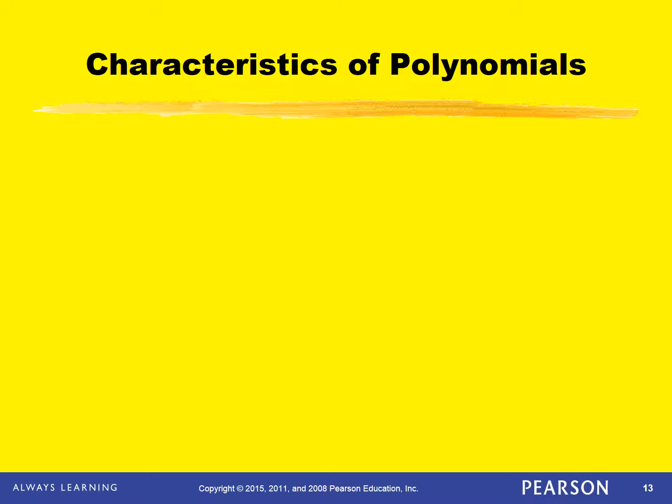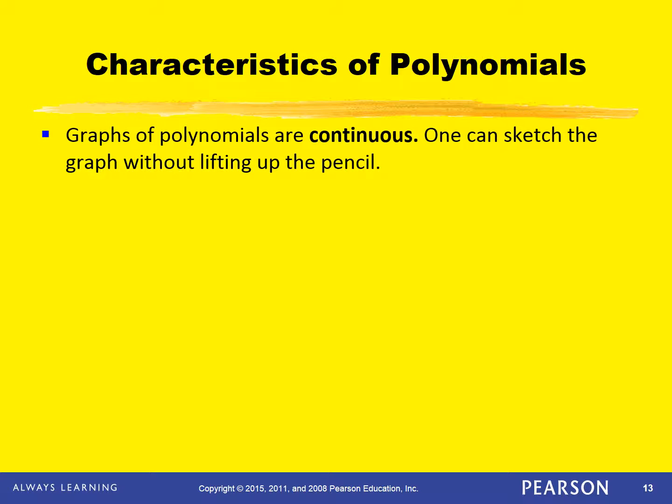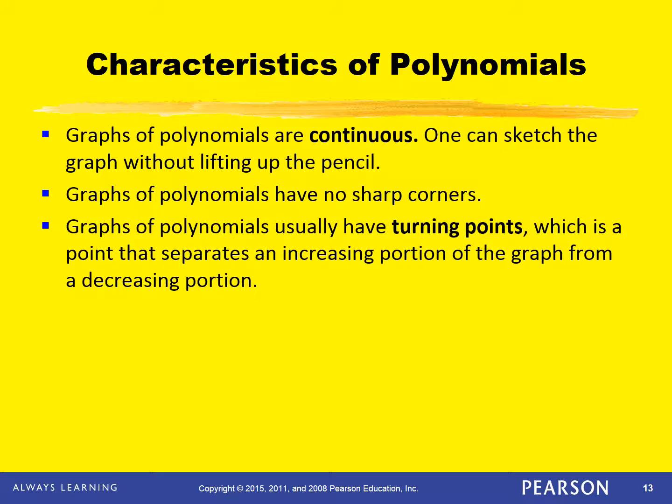Characteristics of polynomials in general. Graphs of polynomials are continuous. You can sketch the graph without lifting your pencil from the paper. Graphs of polynomials have no sharp corners. They're smooth curves. Graphs of polynomials usually have turning points, which is a point that separates an increasing portion of the graph from a decreasing portion of the graph, also known as an extremum.